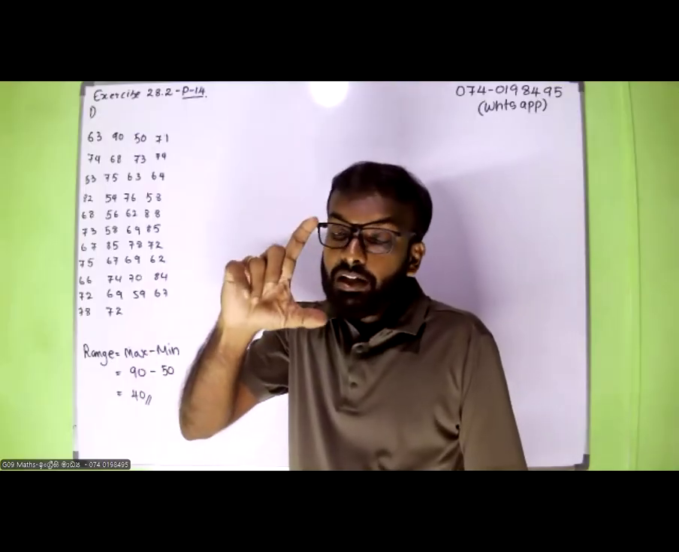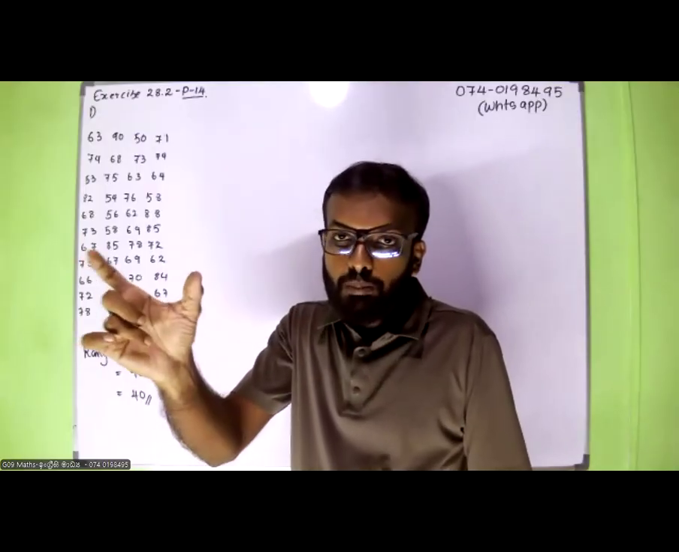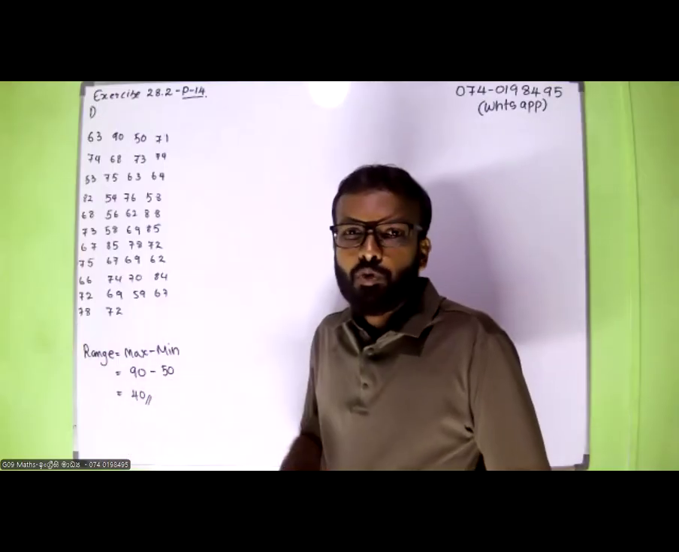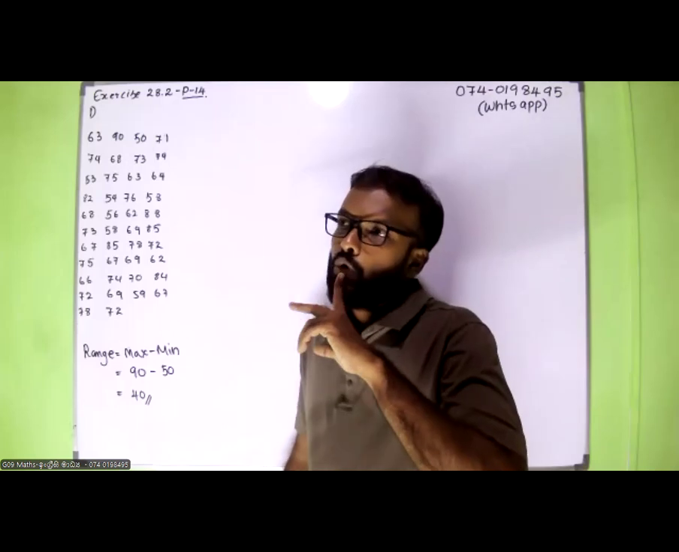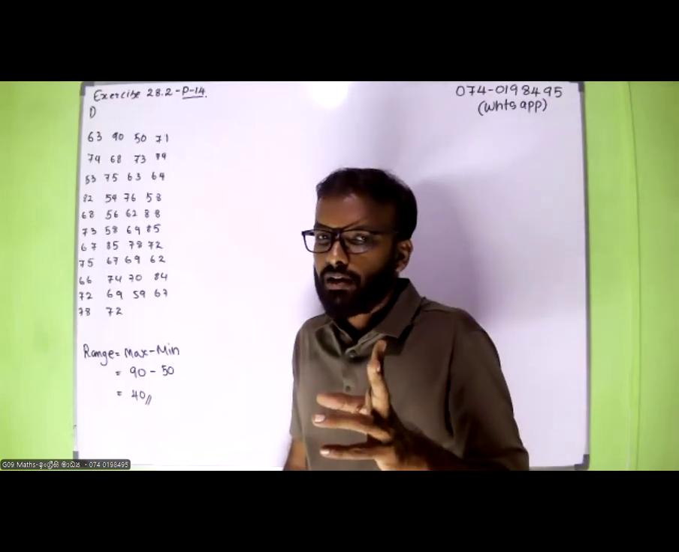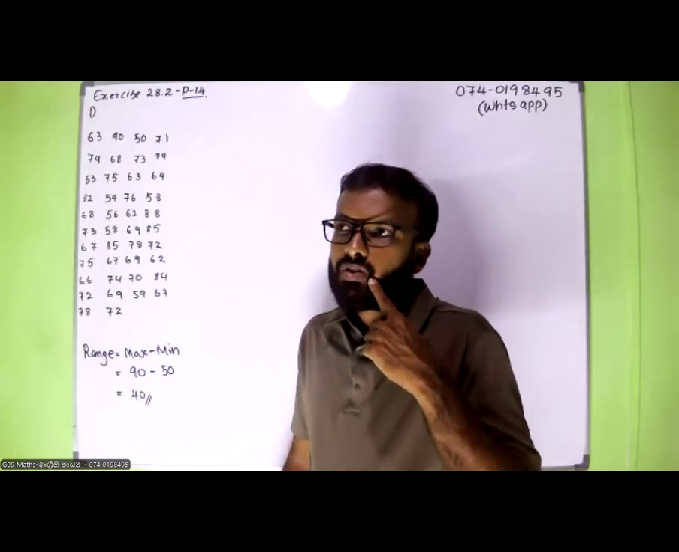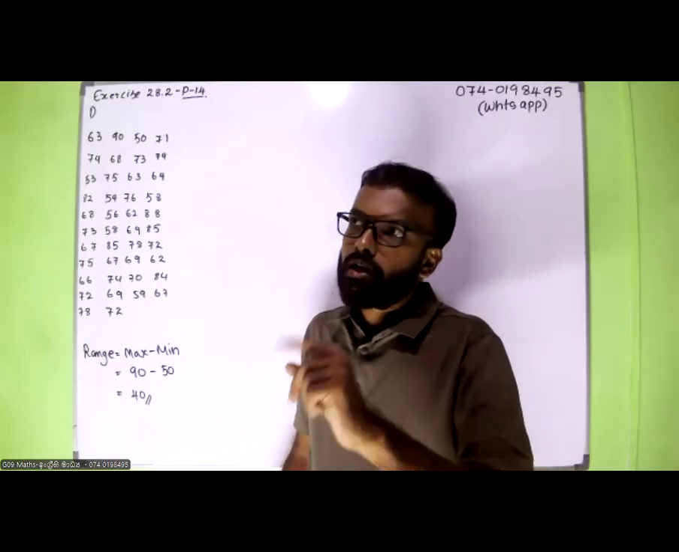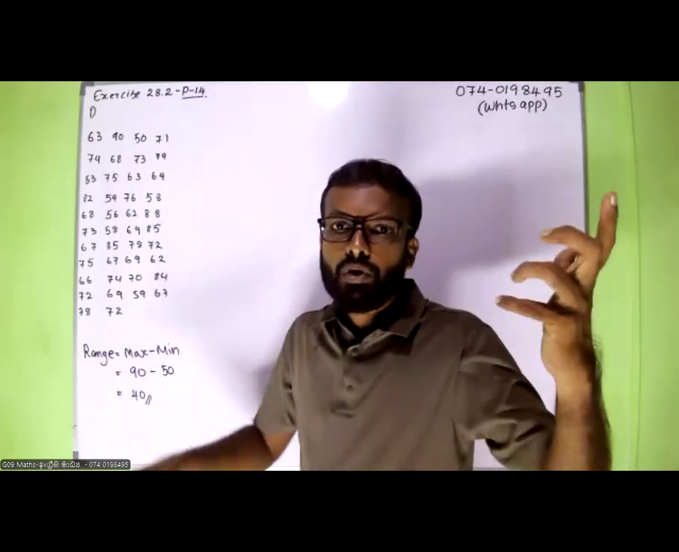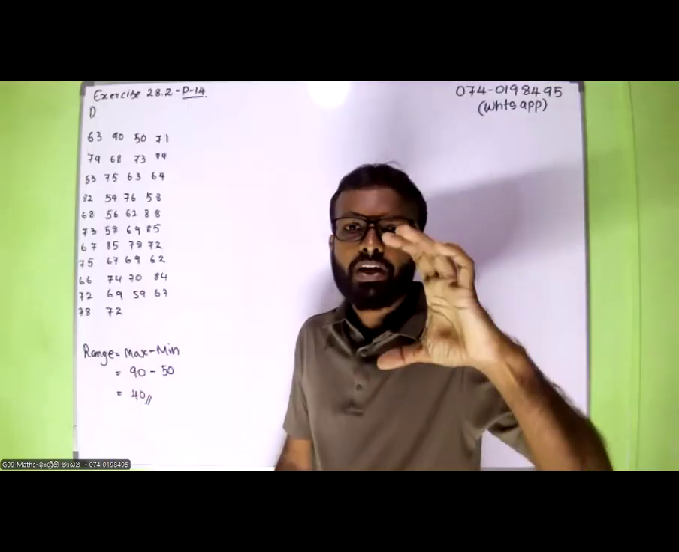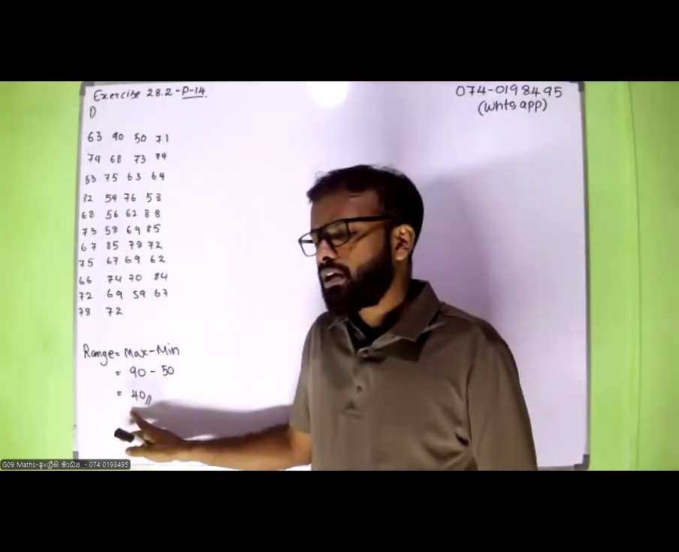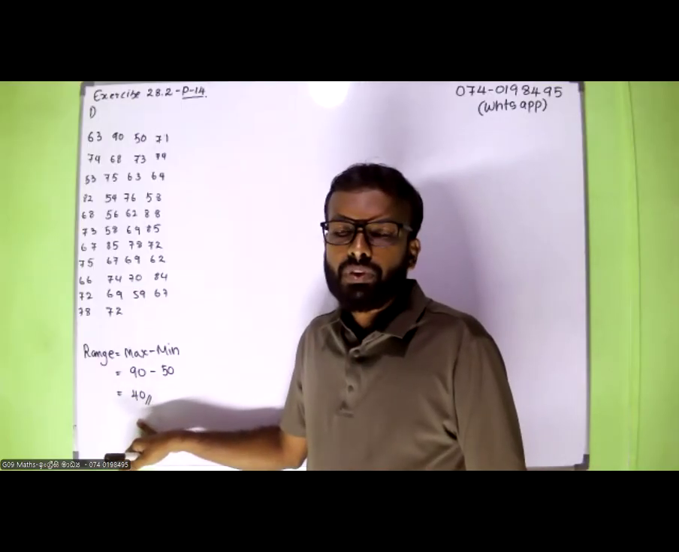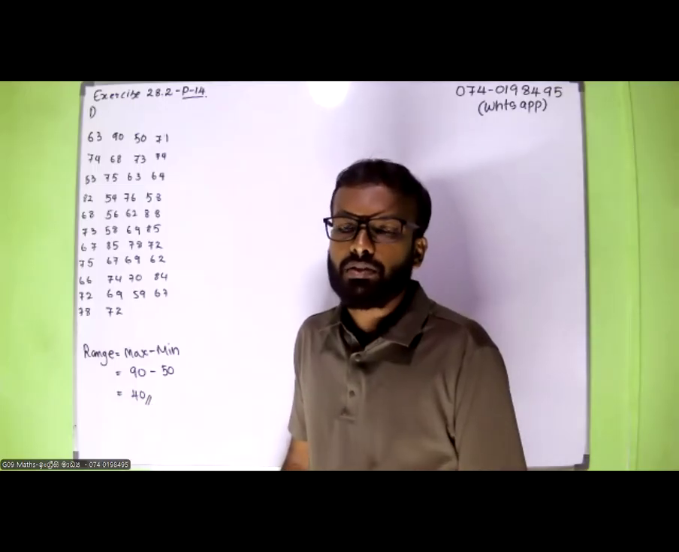You can define your class width by looking at the range. Here you have the range. It is 40, a round number. So 40 is a multiple of 10, right? So if I get the class width as 10, I can divide 40 by 10. Perfectly matching. Or you can take the class width as 8. So 40 divided by 8 means 5 class intervals.